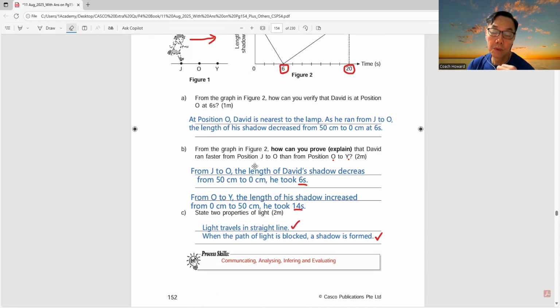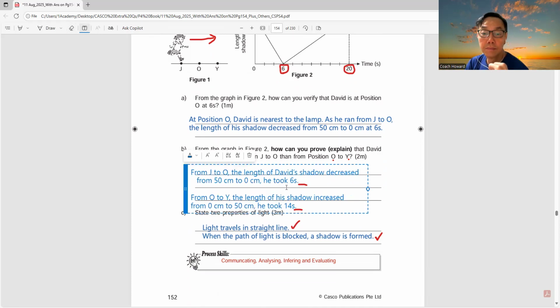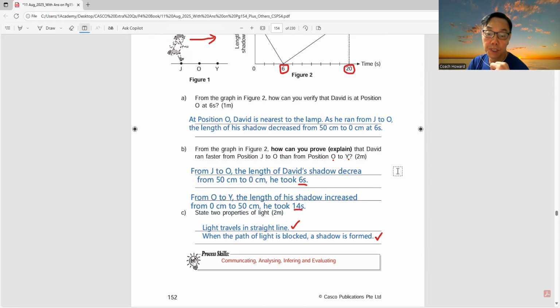From J to O, the length of David's shadow decreased from 50 centimeters to 0 centimeters. He took 6 seconds. And from O to Y, the length of his shadow increased from 0 to 50 centimeters. He took 14 seconds. And this is the answer for this.